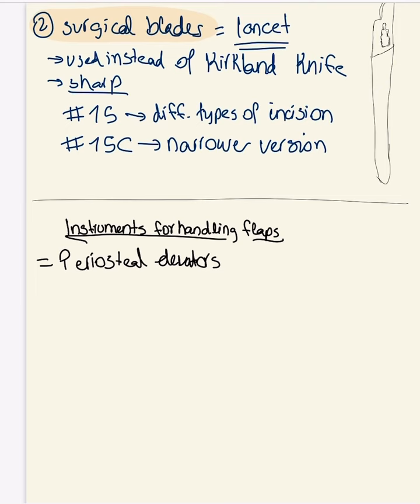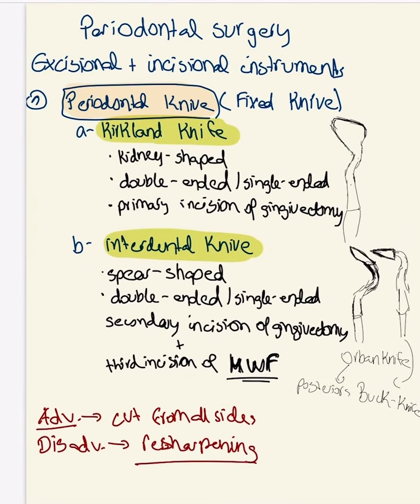I already wrote it down. The types of knives that are used for the incision. These are the periodontal knives and the surgical blades, also called lancets. The periodontal knives can be divided into two types: the Kirkland knives and the interdental knives. Both of them are used for the gingivectomy, and the interdental knives are also used for the modified Widman flap.